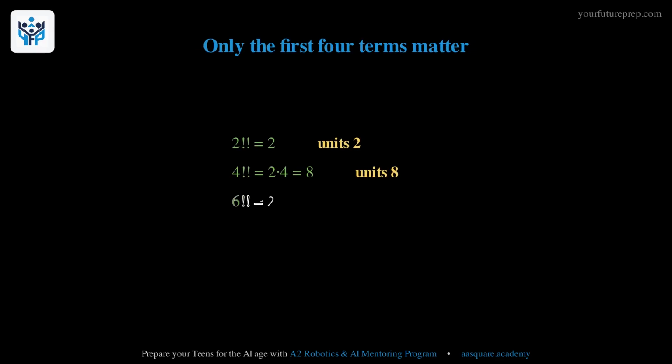2 double factorial is 2. 4 double factorial is 2 times 4, which is 8. 6 double factorial is 2 times 4 times 6, which is 48, ending in 8. And 8 double factorial is 2 times 4 times 6 times 8, which is 384, ending in 4.